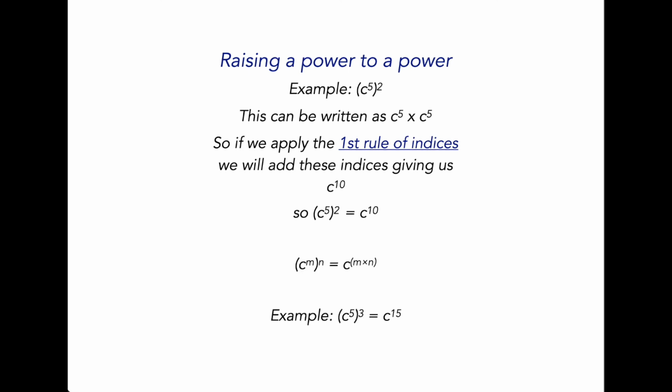And this gives us our third rule. To raise a value or variable presented in index form to another index, multiply the powers. And another example, c raised to the power of 5 and then cubed equals c to the power of 5 times 3, which equals c to the power of 15.